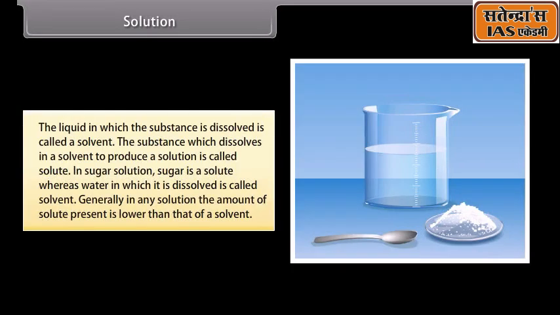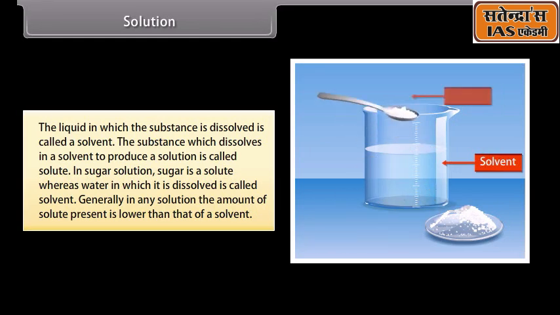The liquid in which the substance is dissolved is called a solvent. The substance which dissolves in a solvent to produce a solution is called solute. In sugar solution, sugar is a solute, whereas water, in which it is dissolved, is called solvent. Generally, in any solution, the amount of solute present is lower than that of a solvent.